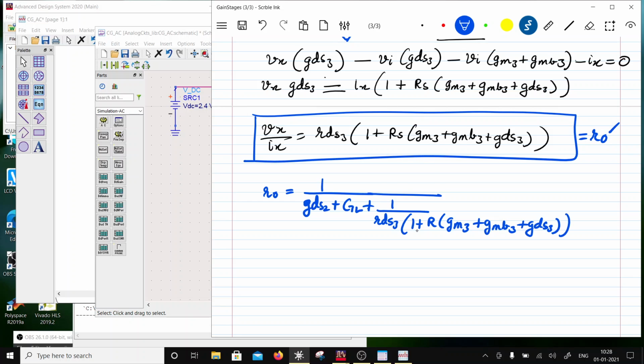Okay, so now if I say RDS3 into Gm3, that would be the gain. So gain, okay, so over here, let's move this to the top, so this will become GDS3.